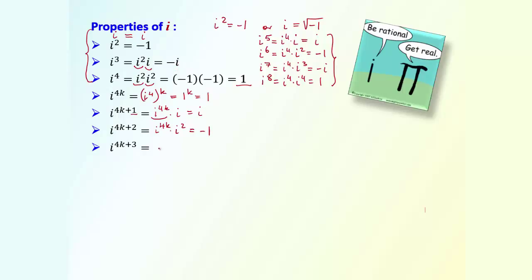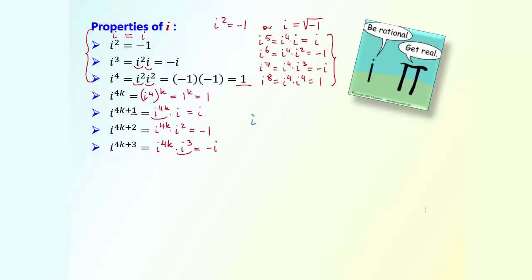Let's see if that works. Again, let's rewrite this power of 4k plus 3 as i to the 4k times i to the 3. i to the 4k as before is 1, and i to the 3 is -i. So we have all 4 possible answers: 1, i, -1, and -i. Using these properties, we can easily calculate any power of i.